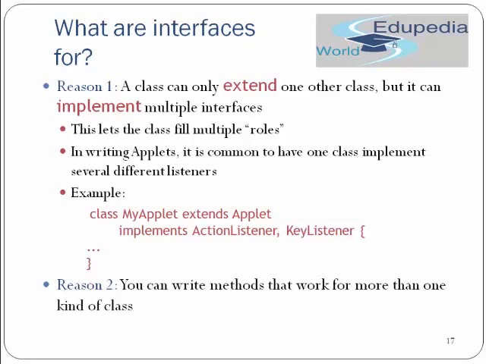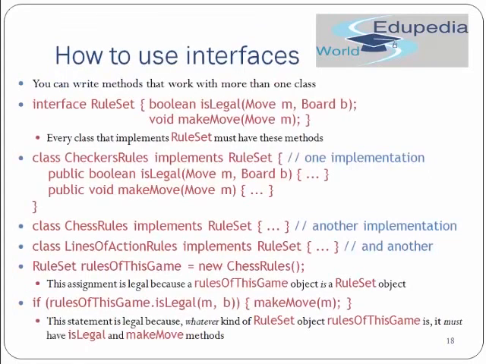Then another reason is you can write methods that work for more than one kind of class. Obviously, a simple reason: there's a method that works for two or three classes. So let's make a common interface and define that method over there, and let's declare that method inside the concrete classes. Okay, now let's see how we can use the interface. Well, you can write methods that work with more than one class.